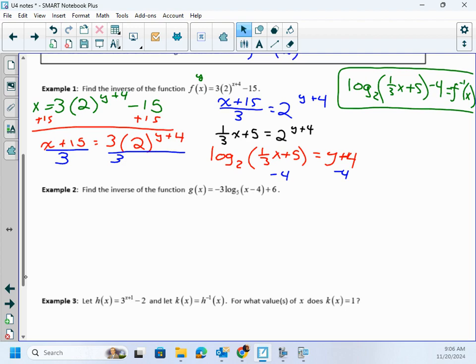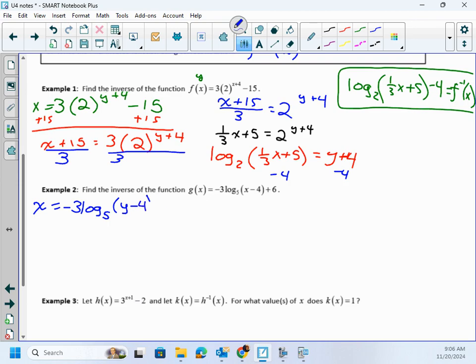We're going to go the opposite way for this one. For example 2, we're going to go from log, and our answer should be in exponential form. But again, I'm going to switch x's and y's to start off with. So x equals negative 3 log base 5 of y minus 4, plus 6.